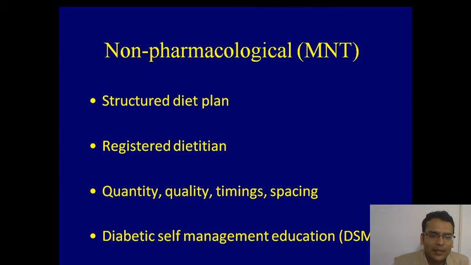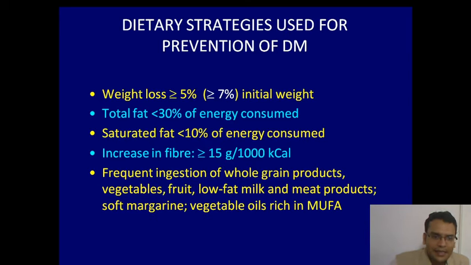What we mean by quantity is that there should be a defined calorie amount administered. Quality means the quality of carbohydrates, protein or fat. Timings could be in the form of 3 major and 3 minor meals, in the form of snacks, and how these meals should be spaced. All of these should be part of a diet plan administered to a person with diabetes at the first visit. And it is important that we empower patients with diabetes through diabetes self-management education, that is, they take responsibility for their own disease and work with the physician towards its management.